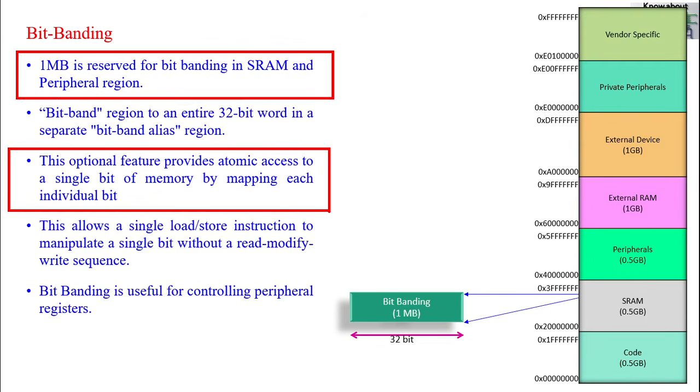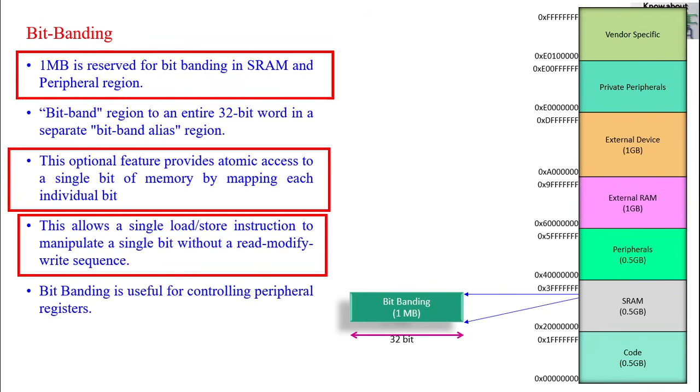Bit banding means bitwise operation in memory, and this helps our ARM interact with different peripherals through load and store operations. It allows a single load and store instruction to manipulate a single bit without a read-modify-write. This is again an advantage for our ARM processors. Without taking much time or modifying the main program or anything else, we can operate directly at the bit level.